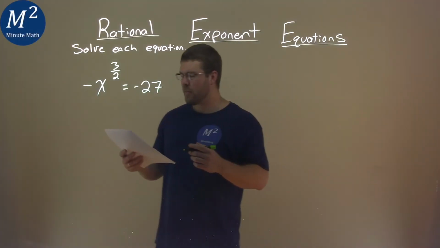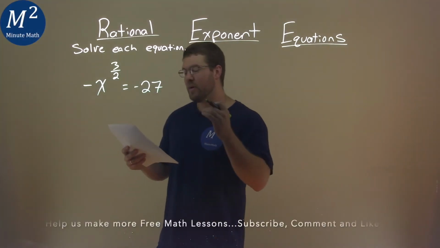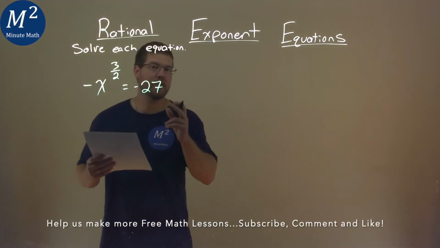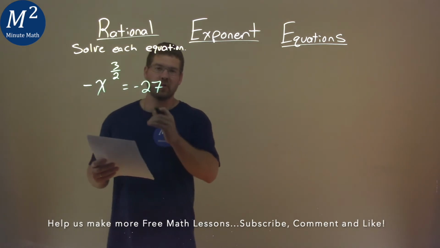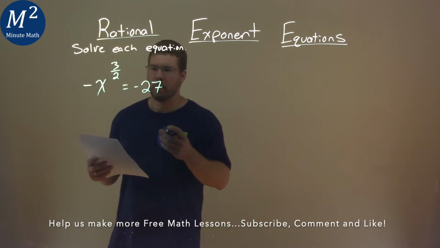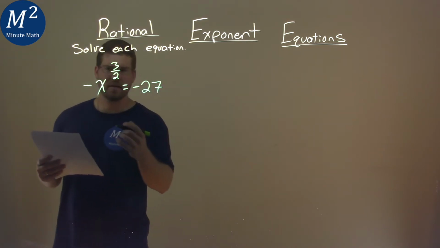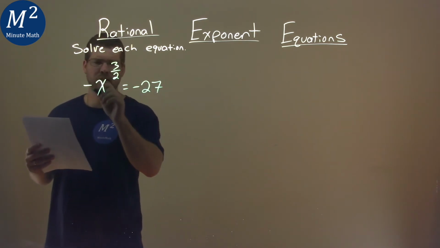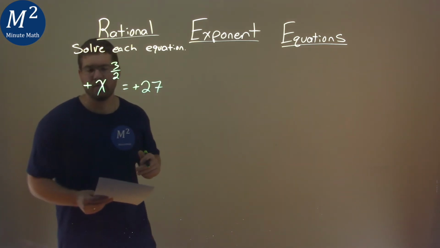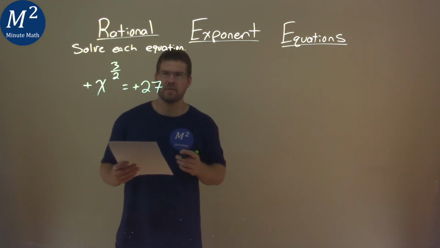We're given this problem right here. Negative x to the 3/2 power equals negative 27. And we need to solve this equation. Well, first thing I notice is a negative out here and a negative out here. We divide both sides by -1, or multiply by -1, and it really just becomes a positive and a positive. It makes it easier to deal with.